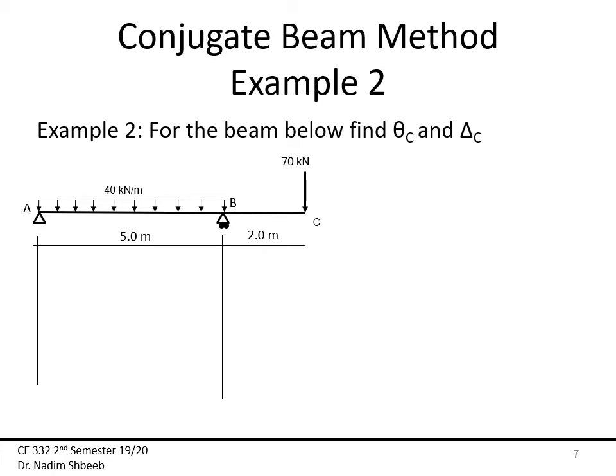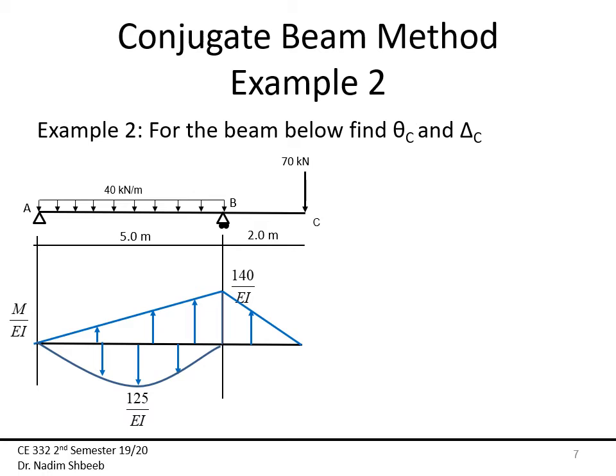All right. So here I have the same beam as before, 40 kilonewtons. Let me start off by drawing the moment diagram for this, and we did that before. Again, as a reminder, this 140 over EI is just simply your 70 times 2. Okay, so I probably need to put these just to make it clear. Again, so this is now my 140 over EI.